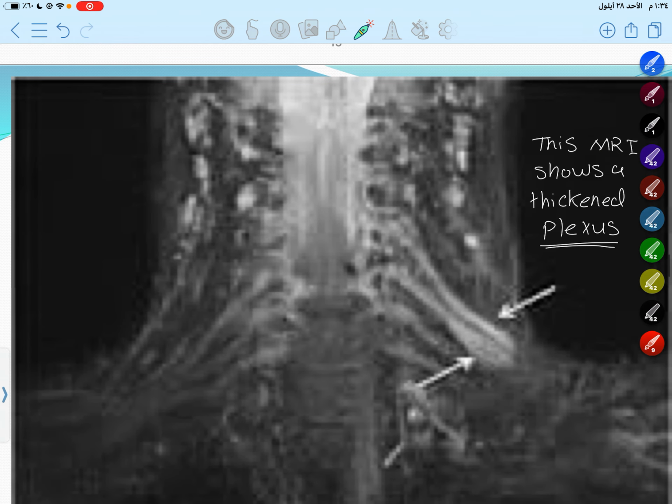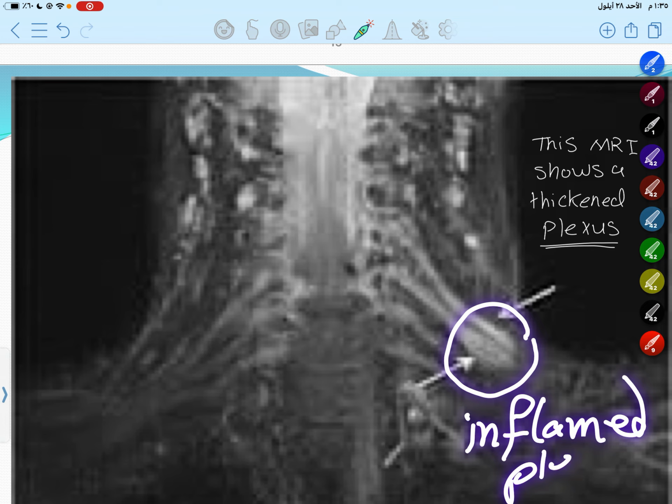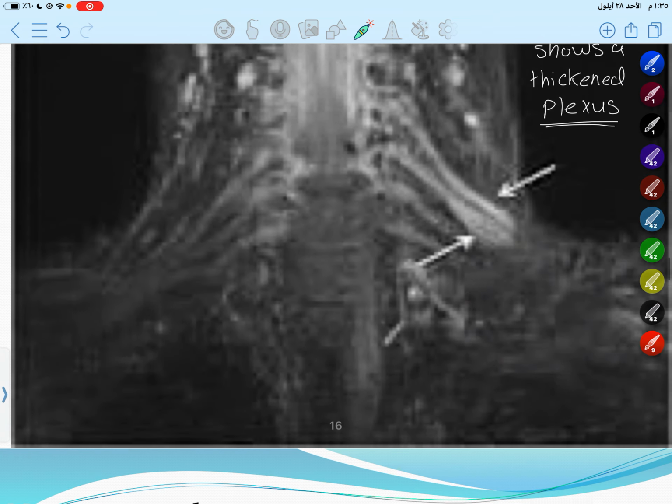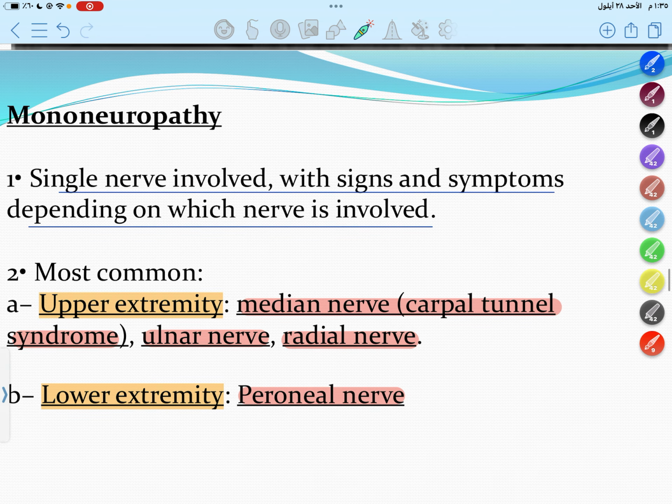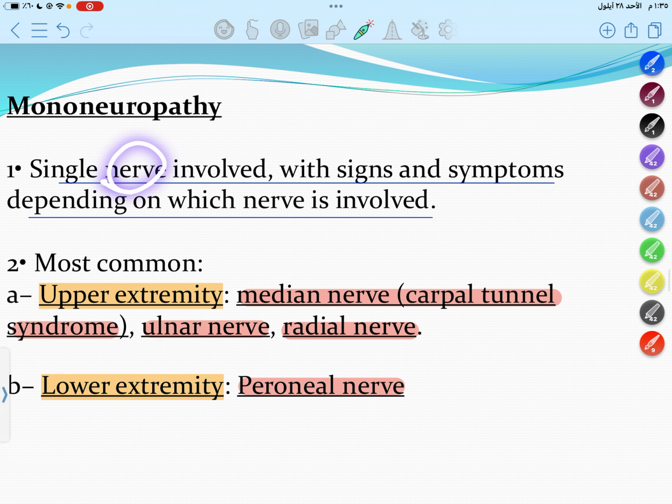This is the plexus. Plexopathy. Okay. Now, from the plexus, we have different nerves, and we could have a single nerve involvement, which leads to signs and symptoms depending on which nerve. The most common in the upper extremities are the median nerve, carpal tunnel syndrome, the ulnar nerve or the radial nerve. And in the lower limb, we have the peroneal nerve.